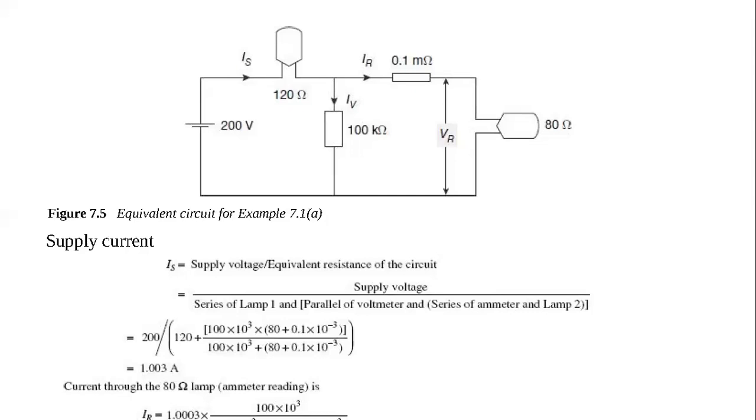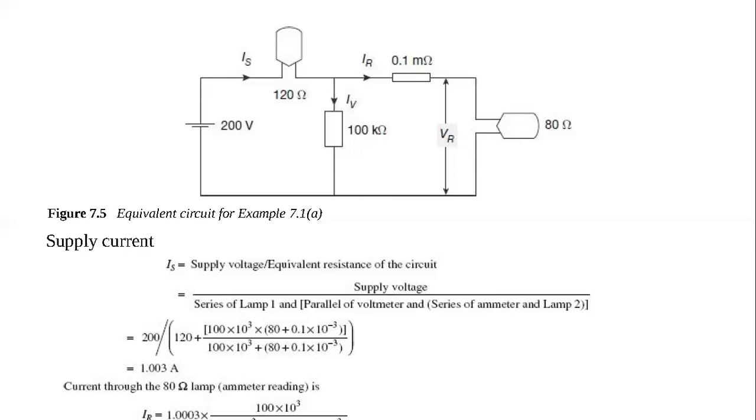So for us to get the total value of the resistance in this circuit, arranged in this manner, you are going to take the 120 ohm plus the rest. Now we can see the 0.1 milliohm ammeter and the 80 ohm lamp are arranged in series, but the two of them are in parallel with the 100 kilo ohm resistance, that is the voltmeter.